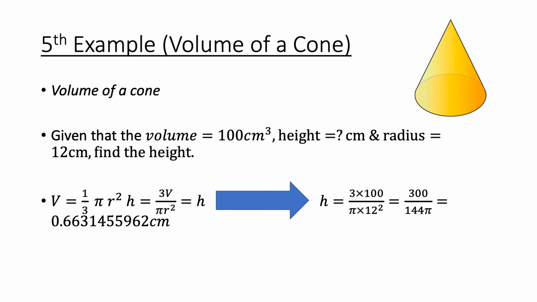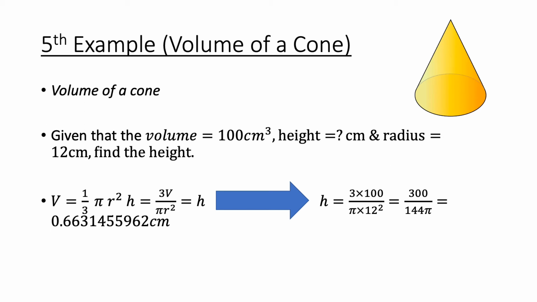Right, guys, example number 5. Volume of a cone. Given the volume is 100 and the radius, we're going to work out the height. Again, rearrange the formula. The height is 3 times the volume divided by pi r squared. Multiply by 3 on both sides, then divide through by pi r squared to get the height.